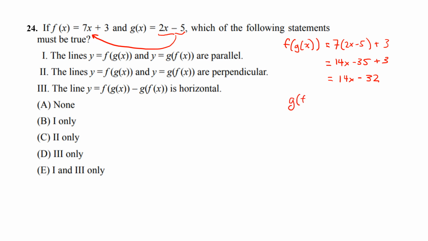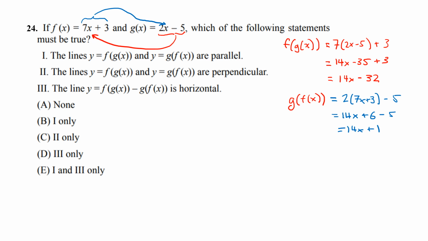All right, let's do our g of f of x. G of f of x. I'm going to do that in blue. So that's the same thing as plugging this f of x value into our x here, right? So that would be 2 times 7x plus 3 minus 5. That multiplies out to 14x plus 6 minus 5, simplifies to 14x plus 1.